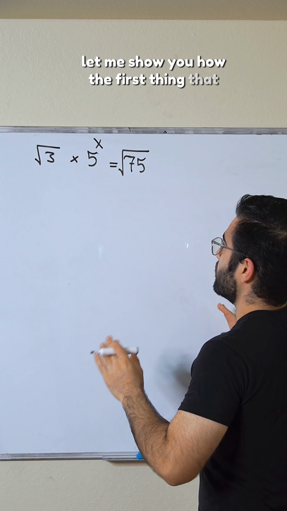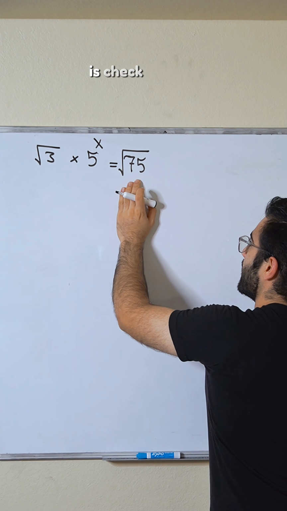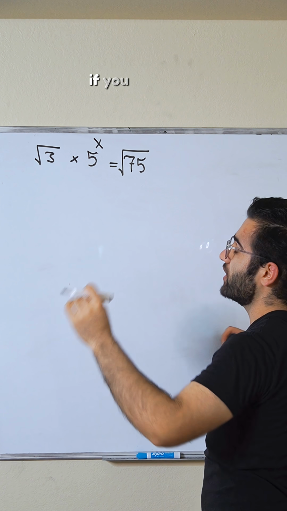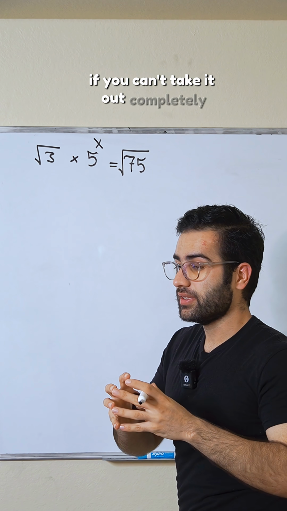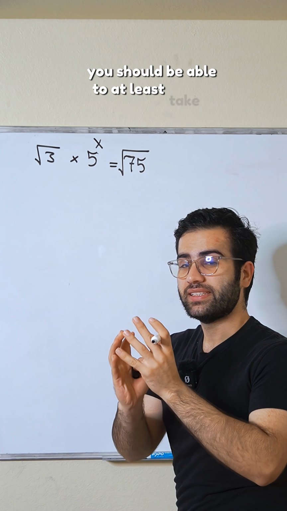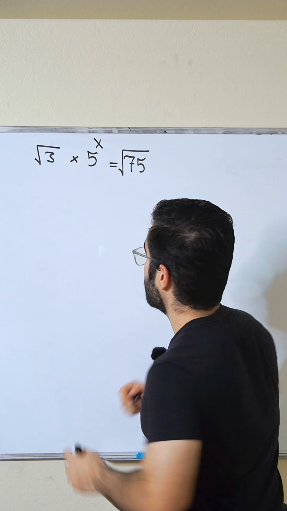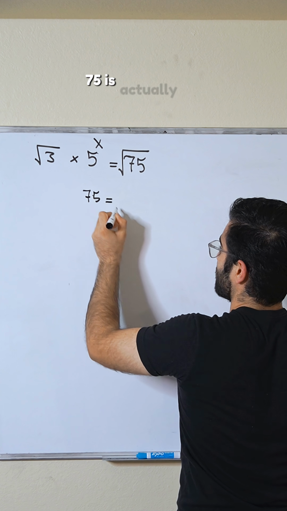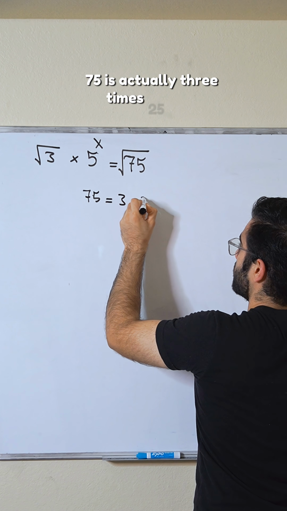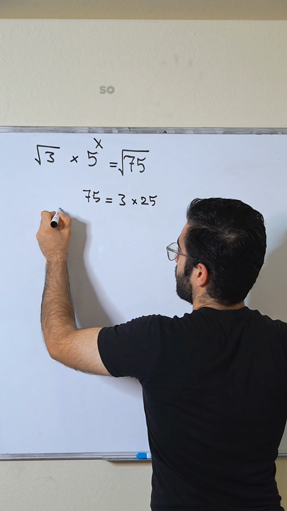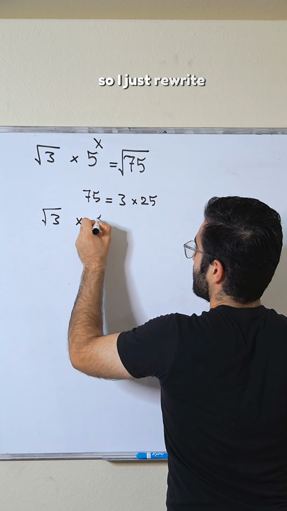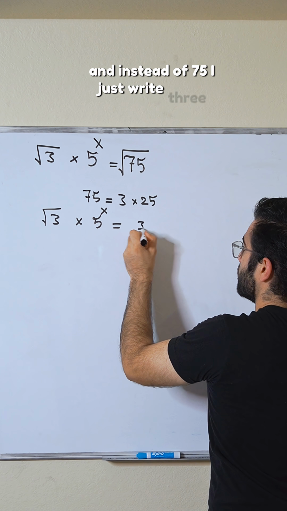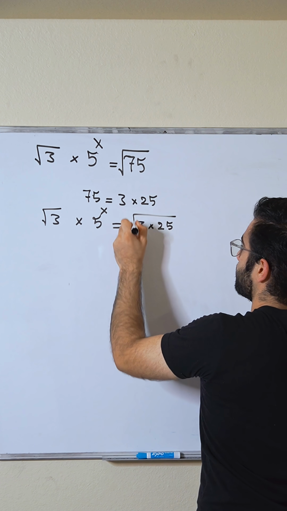The first thing that you have to remember is check if you can take 75 out of a square root. If you can't take it out completely, you should be able to at least take a portion of it out. What do I mean by that? If you think about it, 75 is actually 3 times 25, right? So I just rewrite everything, and instead of 75, I just write 3 times 25, right?